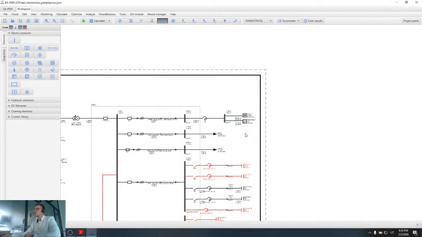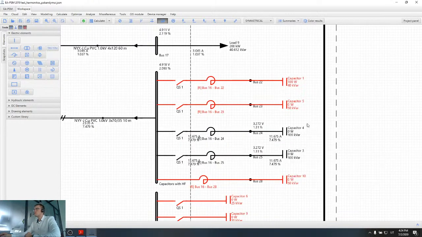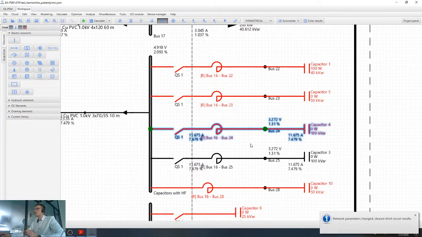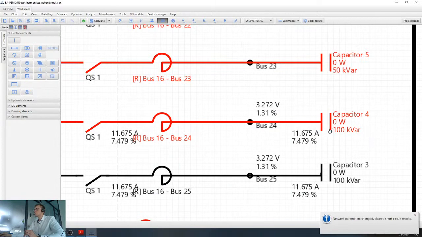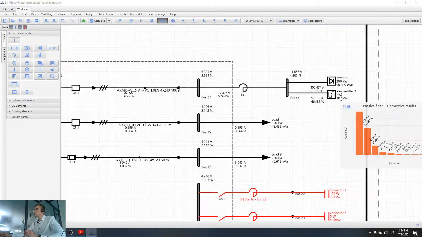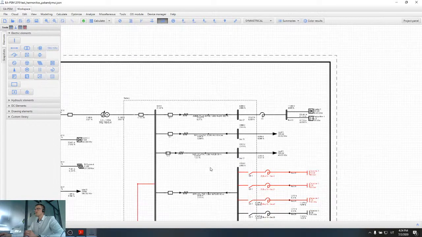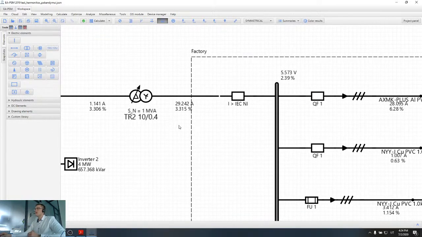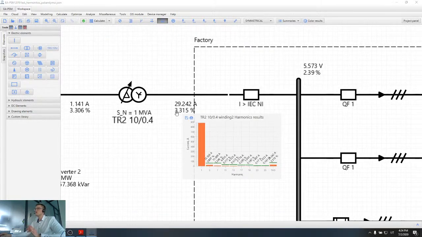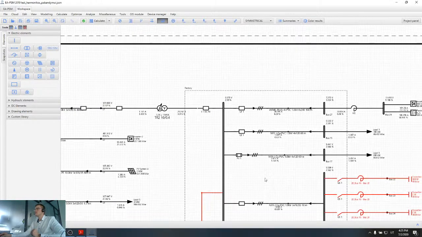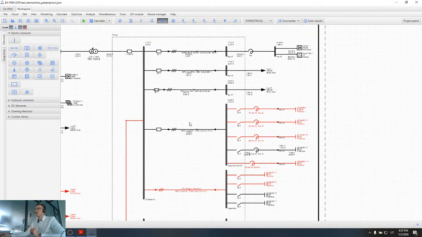Of course, this tuned filter also generates reactive power, so in order to avoid overcompensation of reactive power, I will disconnect one of the filters here. So I will have 100 kilowatt here and also 100 kilowatt here. These two filters will be enough to reduce harmonics, and this will also give me even slightly smaller harmonic values. So basically with these two types of filters, we reduce harmonics quite significantly.